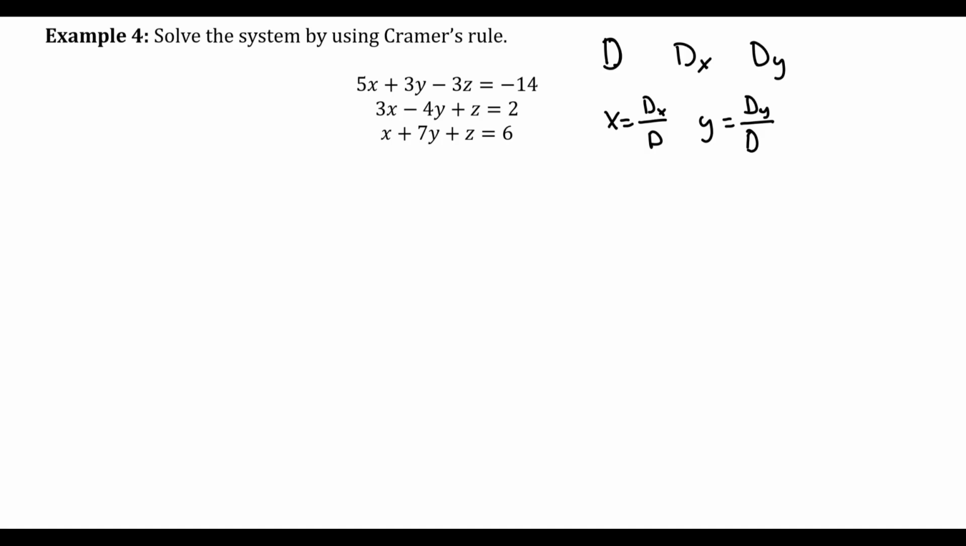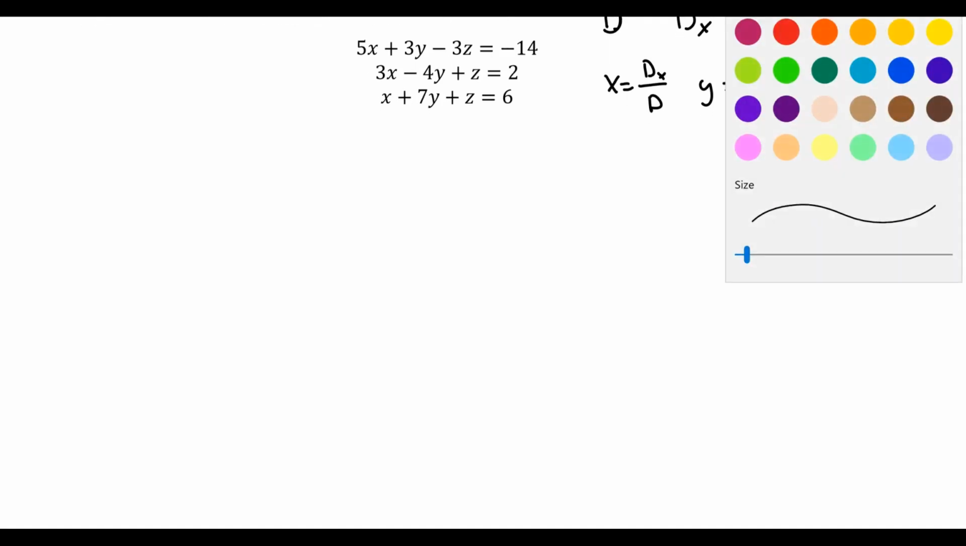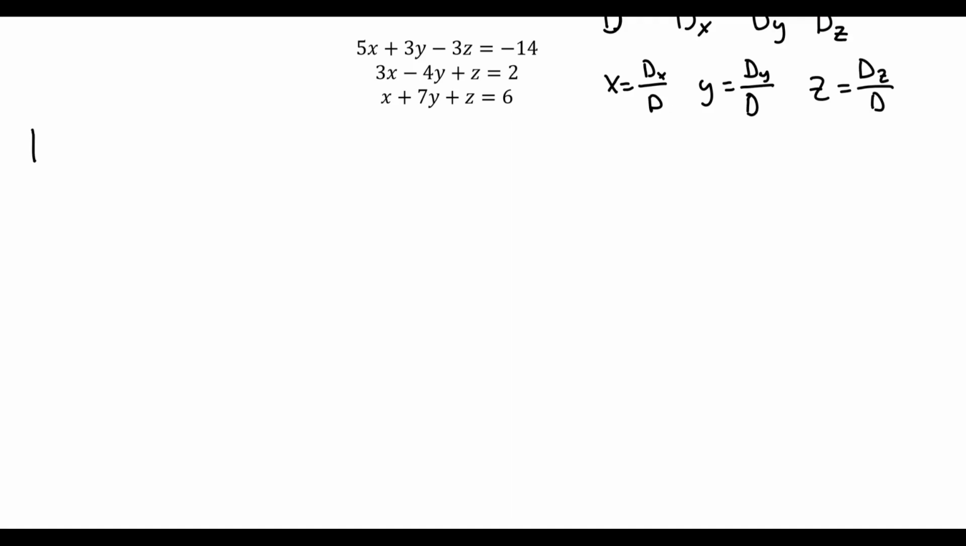Now, if you notice, I have three equations, so a system of three equations with three unknowns. So we're going to find d sub x and d sub y, as well as d sub z. So z, following the pattern, is going to be d sub z divided by d. We have to find four different determinants for this problem. So let's look at wherever I have d.